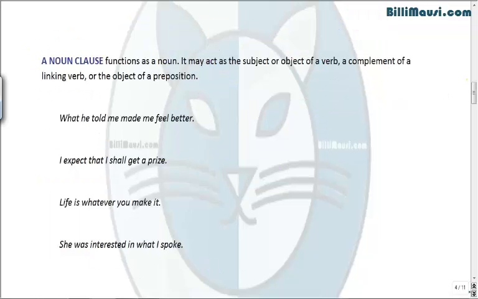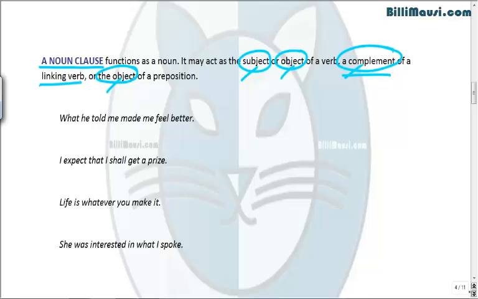Now we move on to the next classification, that is a noun clause. A noun clause functions as a noun. It may act as the subject, object, complement or the object of the preposition. It can take four functions basically as mentioned in the definition. Subject, object of a verb, complement of a linking verb and the object of a preposition. Need not worry if you do not understand the meaning of complement and linking verb. We'll be doing this in another video by the name of linking verbs.